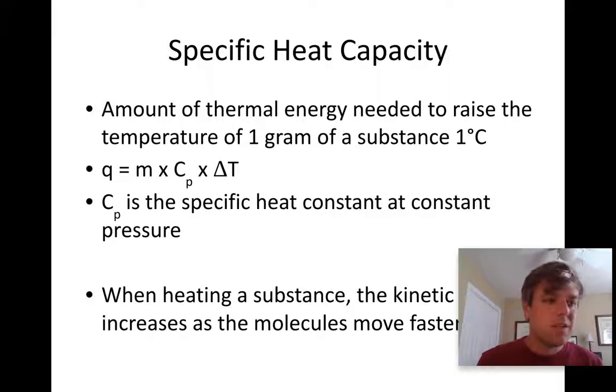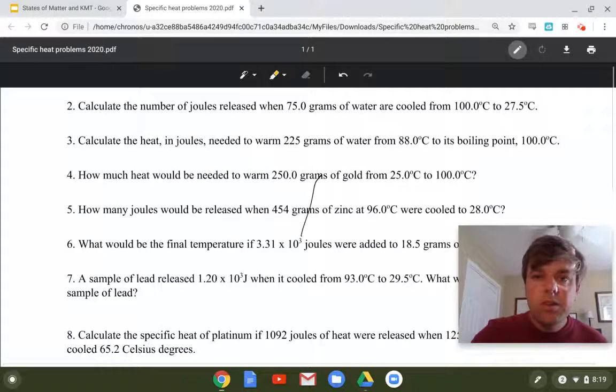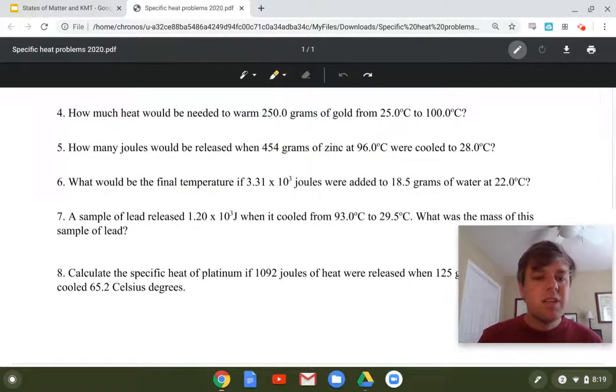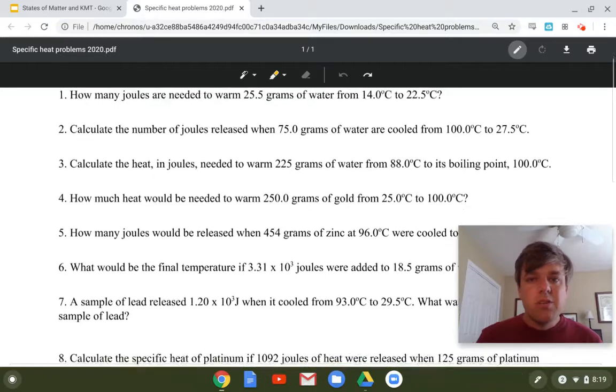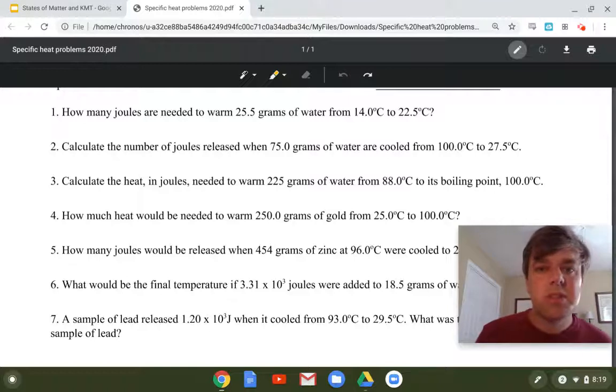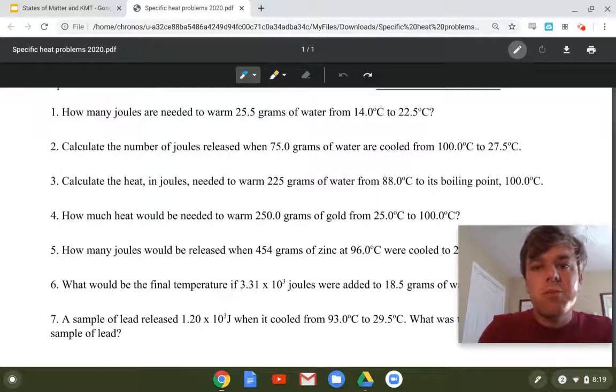So now we're going to look at some problems that we can solve. I'm going to show you this worksheet right here. This worksheet is called Specific Heat Problems. It's got 8 problems, and I'm going to work through 2 of them with you. All right, so I'm going to work through the first problem. It says, how many joules are needed to warm 25.5 grams of water from 14 degrees Celsius to 22.5 degrees Celsius?